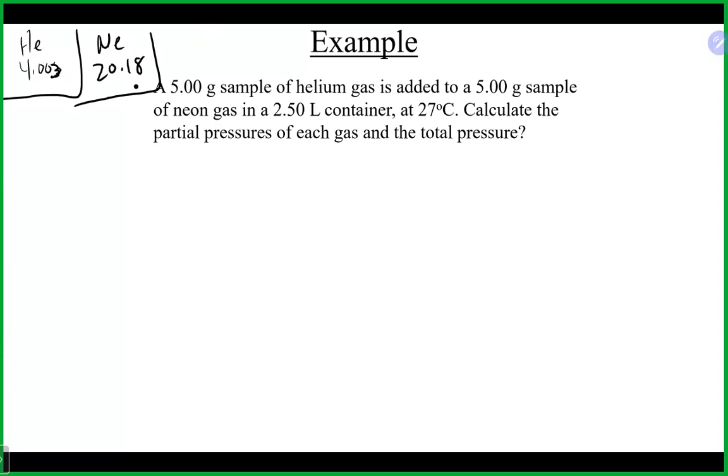So we're looking for three things here: the partial pressure of helium, the partial pressure of neon, and the total pressure of both these gases together as they are floating around in this container. You've got helium, you've got neon floating around.